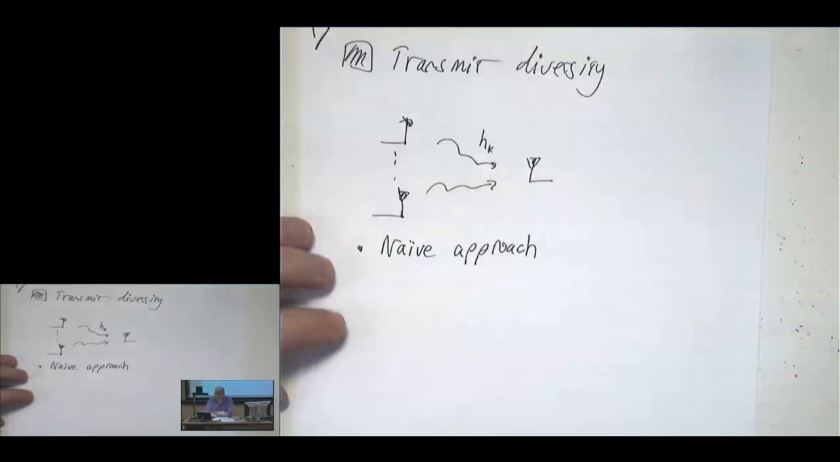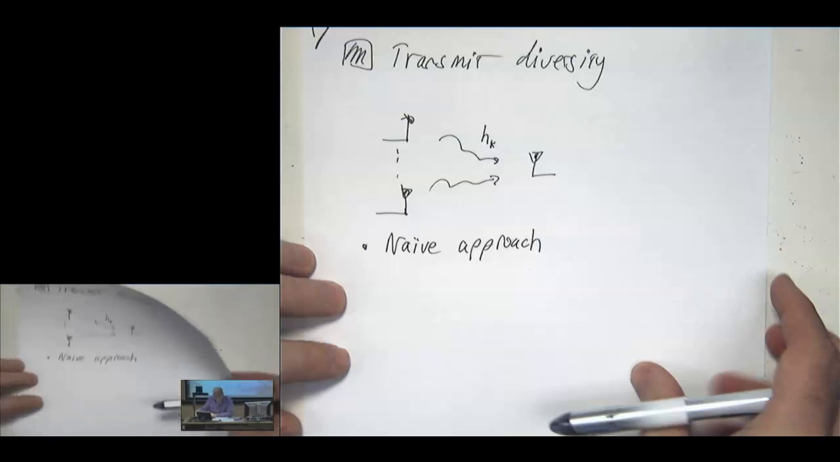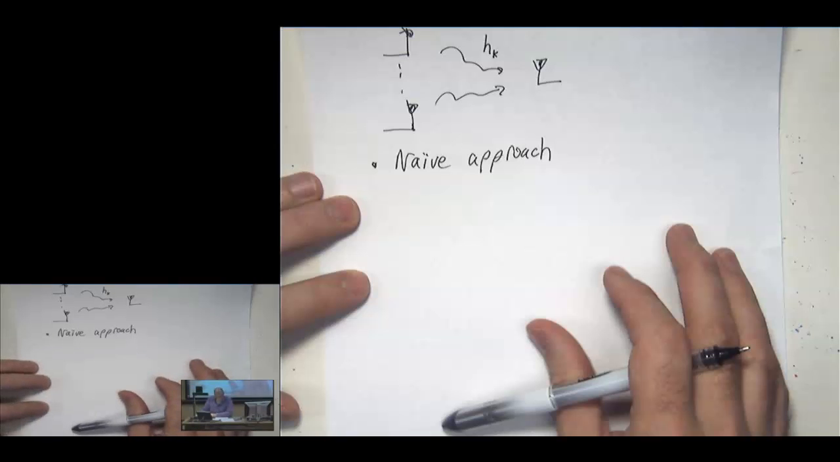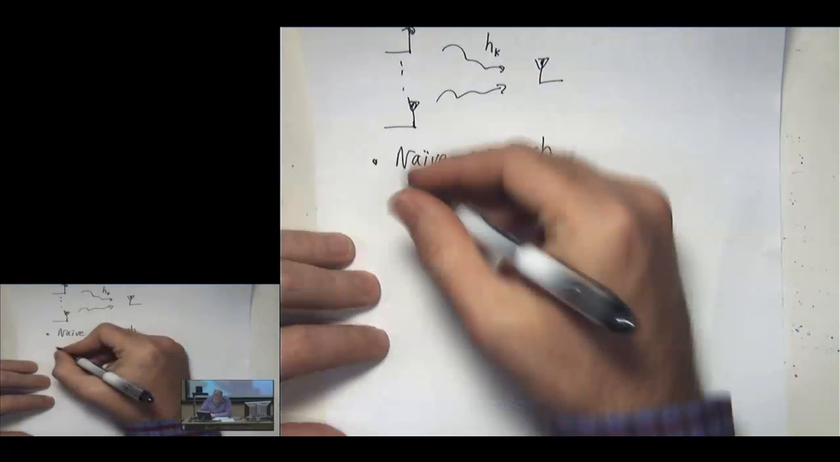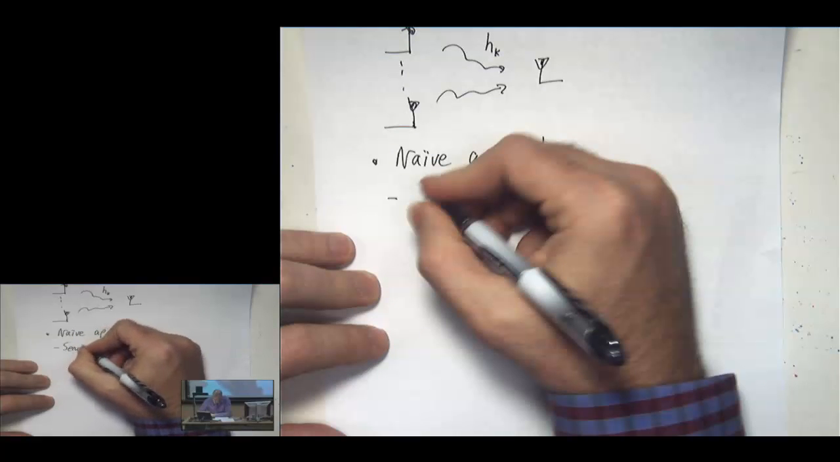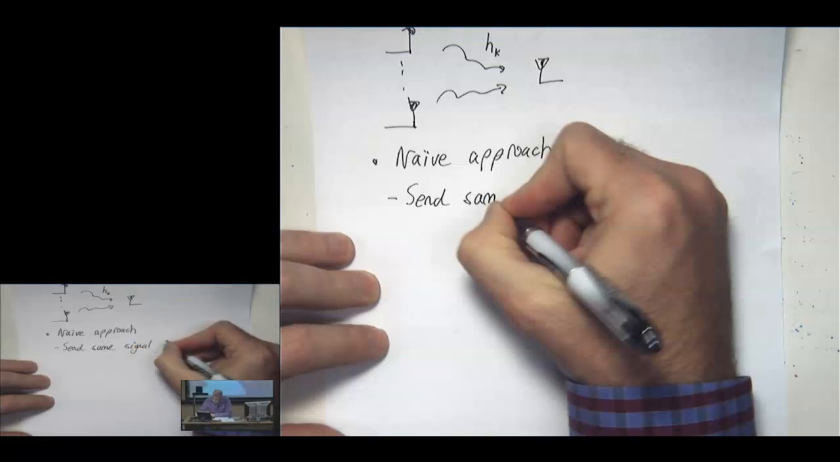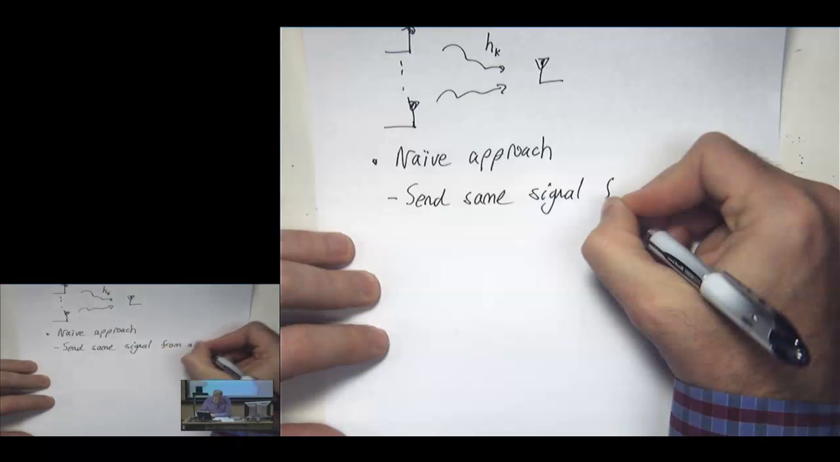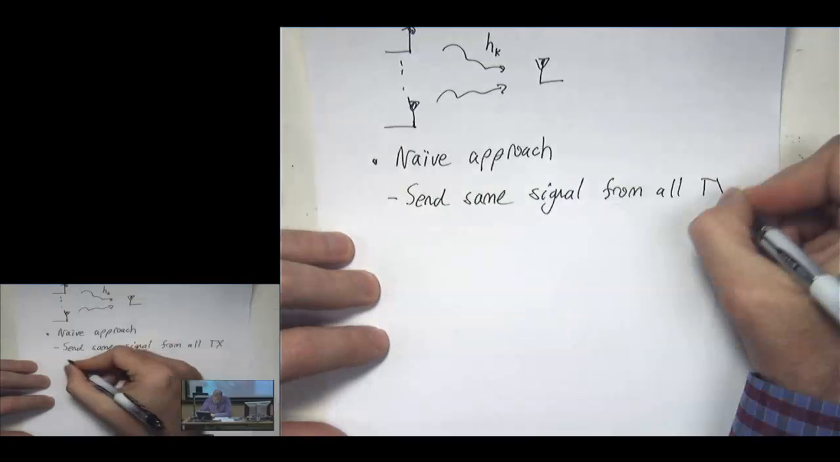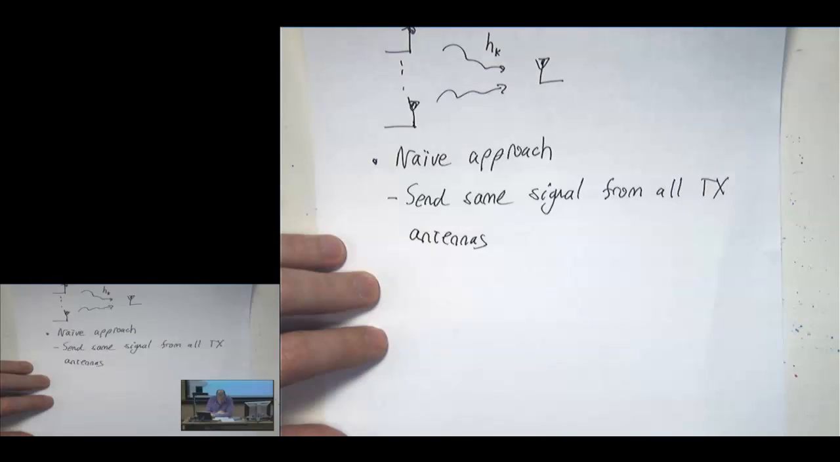And this is not its formal name, but it doesn't really have a formal name because it's a bad idea, so we don't give it a name. You could also, I guess, call it the stupid diversity approach. And this approach, which seems perfectly reasonable, is just to send the same signal from all the transmit antennas. So that's actually the idea here.